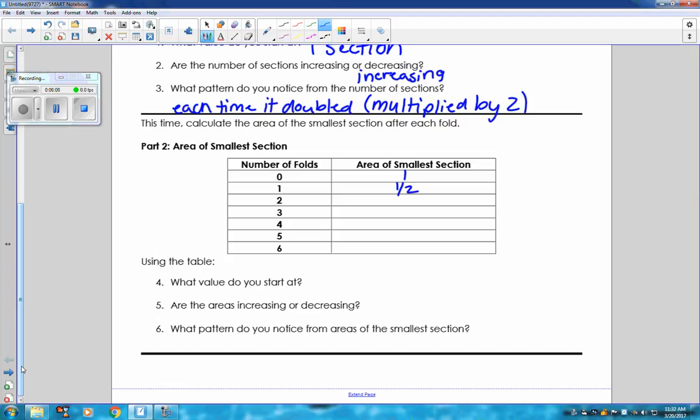So if I fold it again in half, I have 1/4. What if I fold it again? How much area do I have? Not 1/4. 1/8. Good job. What if I fold it again?